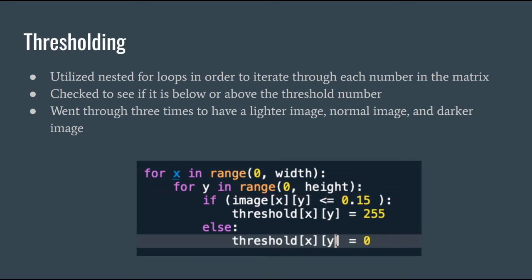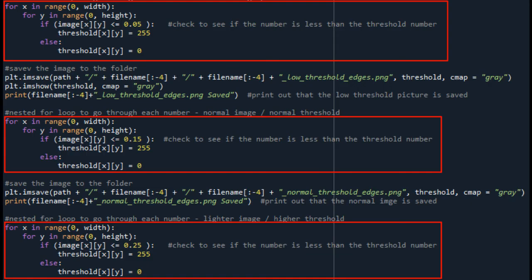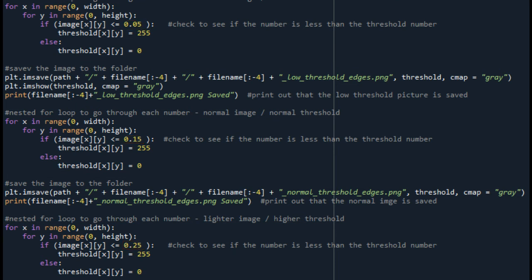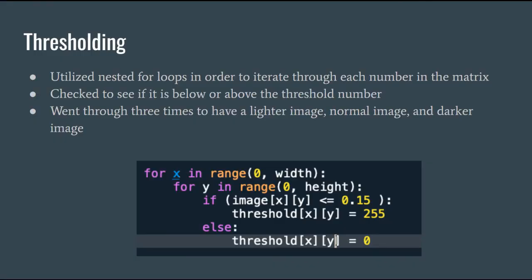In order to have a small variety, as certain images can be overall lighter or darker, we went through this process 3 times with 3 different threshold numbers. Our lower threshold of 0.05 produced a darker image, our normal threshold of 0.15 produced a more normal image, and our higher threshold of 0.25 produced a lighter image. We then saved each of these photos and printed to the console that the process was complete.